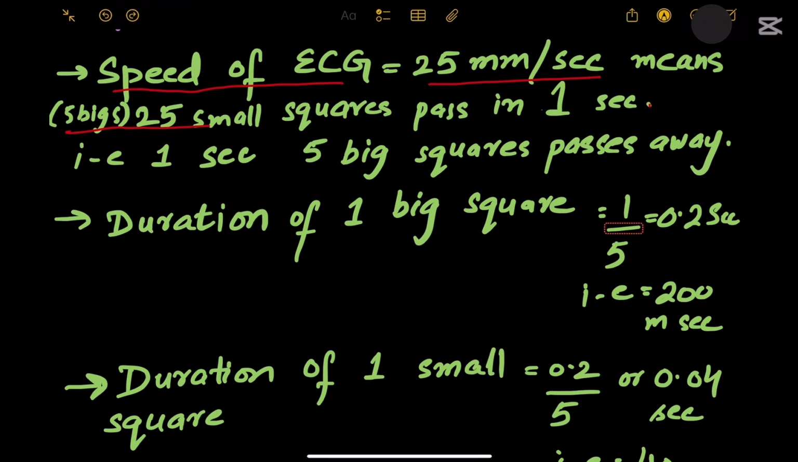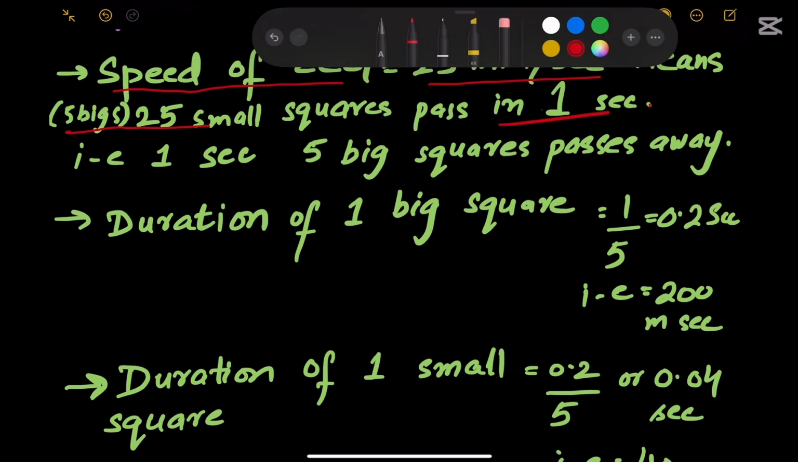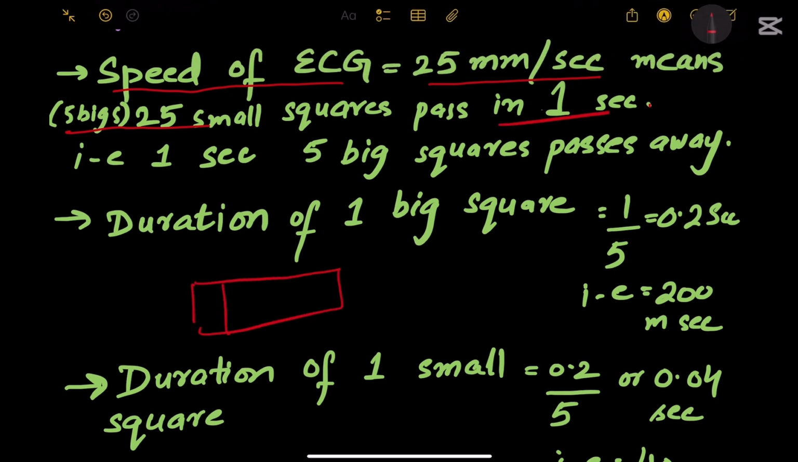So the speed of ECG is 25 millimeter per second. It means that 5 big squares or 25 small squares pass in 1 second. For example, this is ECG. These are 5 large squares, 1, 2, 3, 4 and 5. And in each big square there are 5 small squares. So 5 into 5 is equal to 25 squares. So these 25 squares in the ECG pass in 1 second. So we can say that the speed of ECG is 25 millimeter per second. That is 5 big squares or 25 small squares pass in 1 second on the ECG.